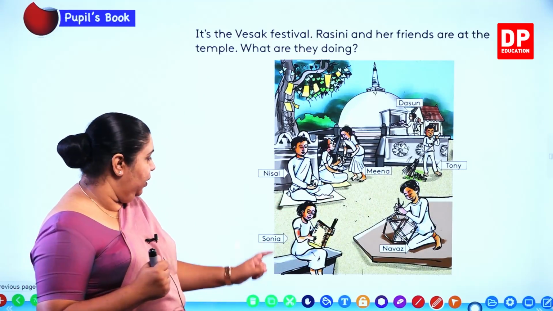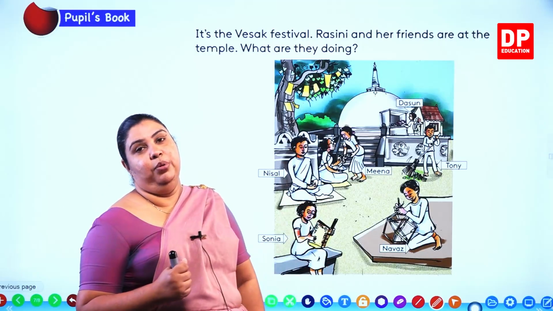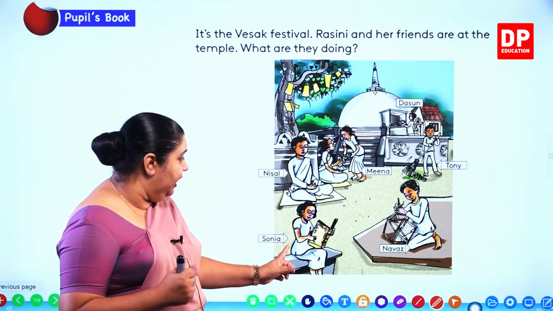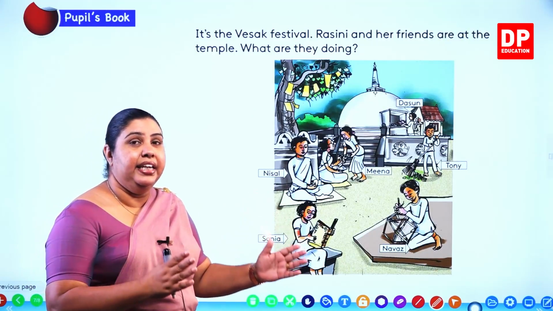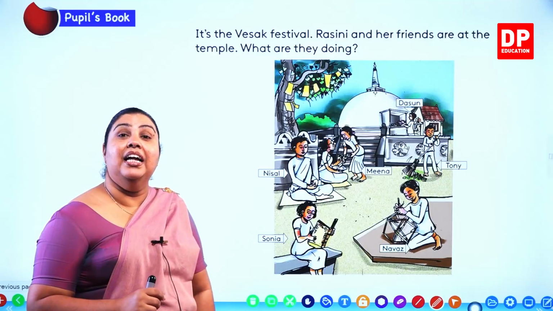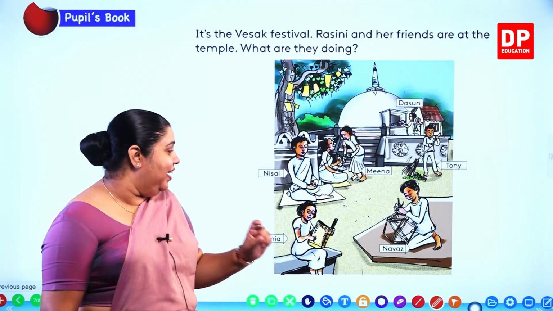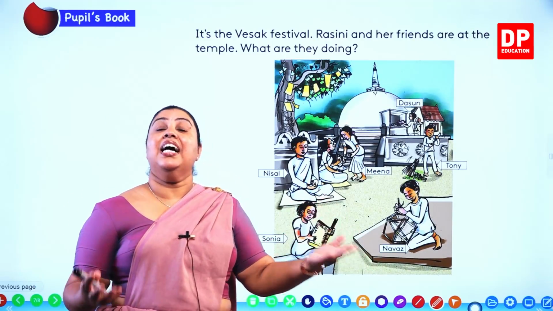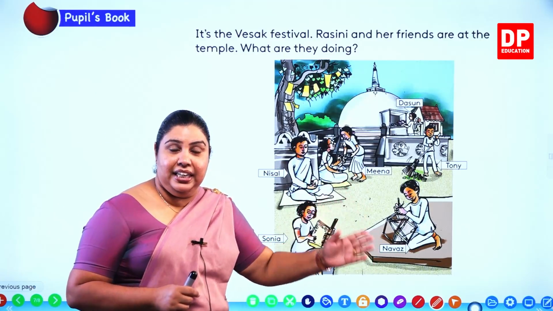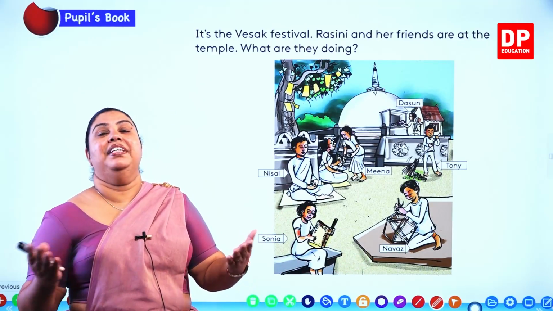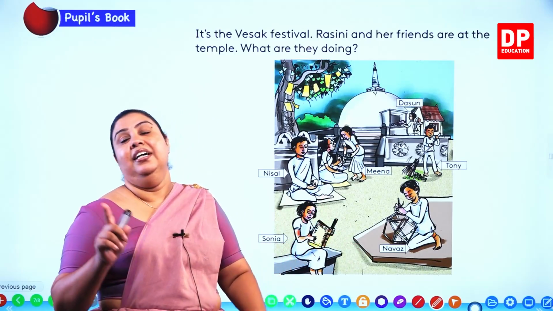Then what is Sonia doing over here? Sonia is reading a book. Right? So, is reading. Sonia is reading a book. What is our little boy Nawaz doing over here? Because it's Vesak, what is he doing? Nawaz is making a Vesak lantern. වෙසක් කූඩුවක් හදනවා නේද පුතේ? Look at him. Nawaz is making a Vesak lantern. Hadanawa, making.